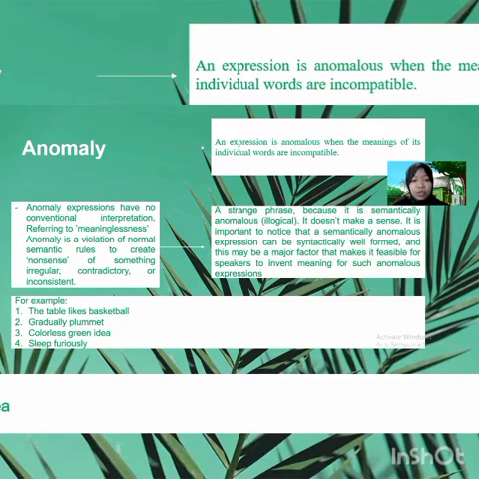It is important to notice that a semantically anomalous expression can be syntactically well-formed, and this may be a major factor that makes it feasible for speakers to invent meaning for such anomalous expressions. For example, the table likes basketball. It doesn't make sense. Gradually plummet, colorless green idea, and sleep furiously.